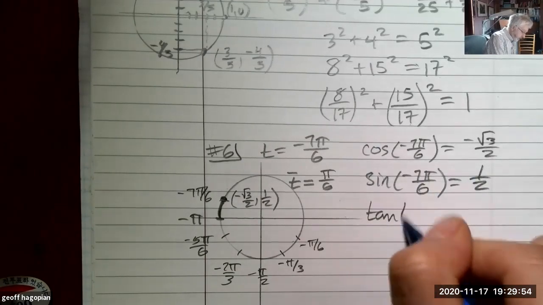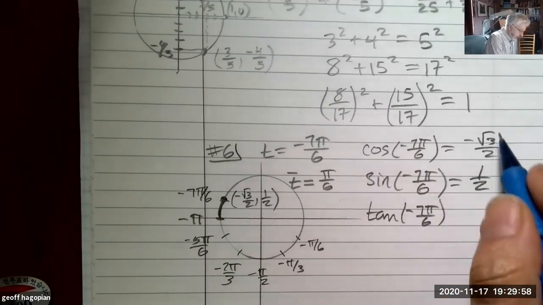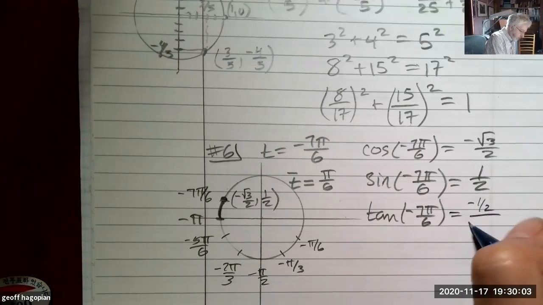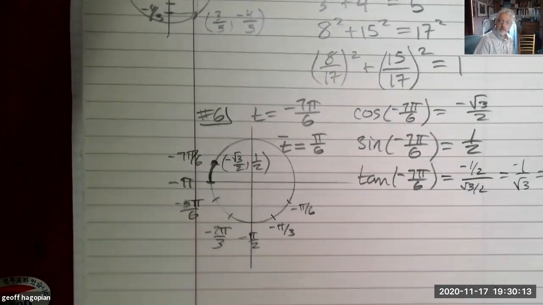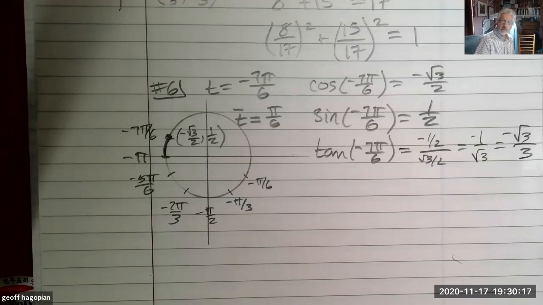Tangent of -7π/6, well, that's going to be the ratio of y to x, right? So that's going to be -1/2 over √3/2, and that reduces to -1 over √3, which is negative √3 over 3. Sorry, that's off the picture, all right? Okay.